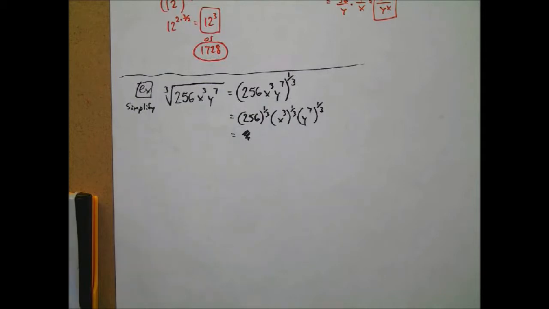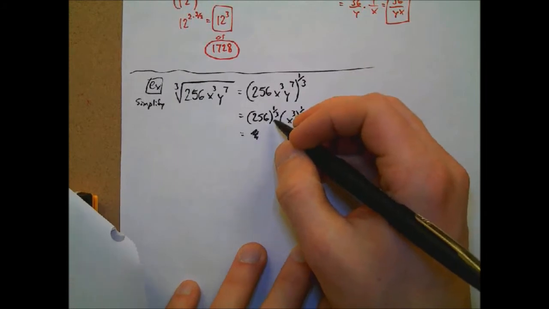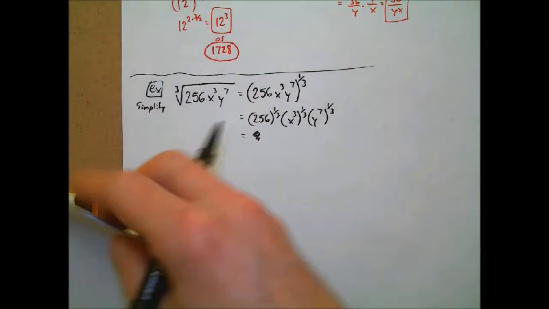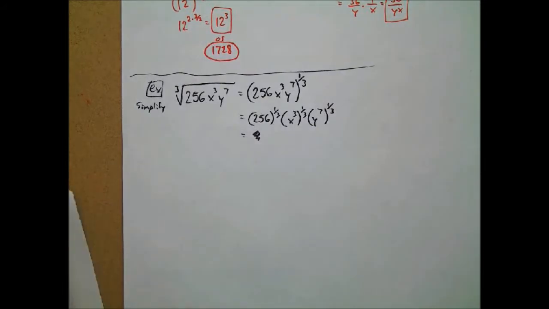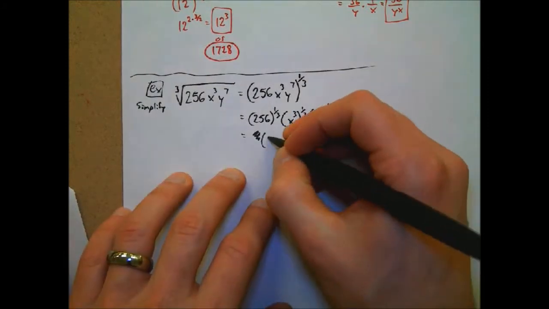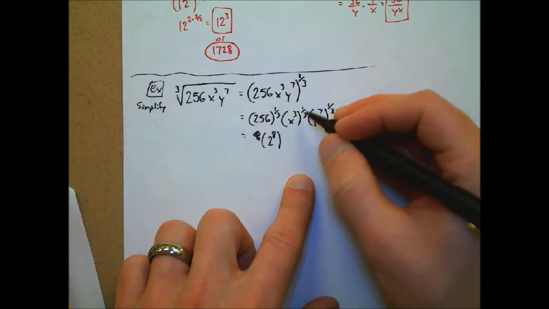Okay, I'm going to be careful here now. All right, so 256 is not a perfect cube root, but it is a power of 2. So let's see here. 256 is 2 to the 8th, I think. Okay, so I'm going to rewrite that as 2 to the 8th. Okay, I'll go ahead and simplify these, though. So it's still to the 1/3 there.